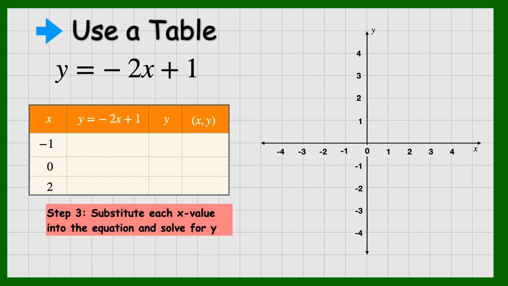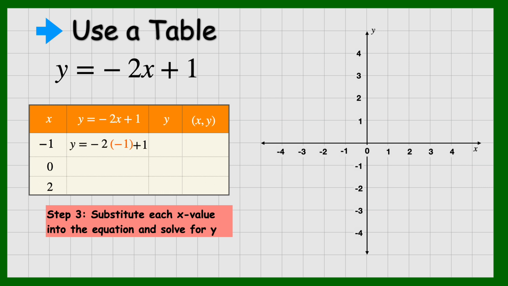The third step is to substitute each x value into the equation and solve for y. Starting with this first value of -1, we will substitute this value in place of x and solve for y. -2 times -1 is +2, and +2 plus 1 is +3. So when x has a value of -1, y will equal +3. When x is 0, -2 times 0 is 0, and 0 plus 1 is +1. Finally, when x is +2, -2 times +2 is -4, and -4 plus 1 is -3.